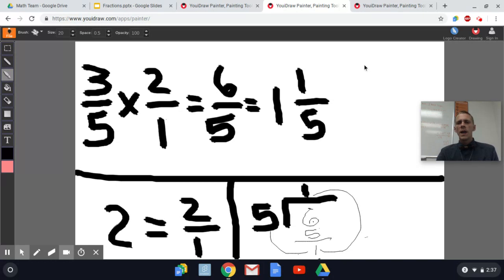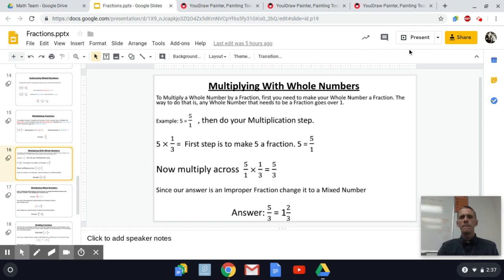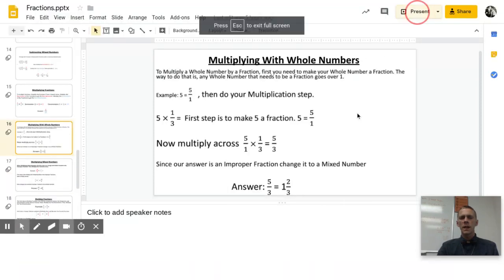So let's go ahead and get to our next part, which is going to be multiplying with mixed numbers. Now, multiplying with mixed numbers is pretty fun. And let me rephrase that. It's not real fun at all. But let me grab my scissors. Bam! So let's go ahead and get to that slide, everybody.